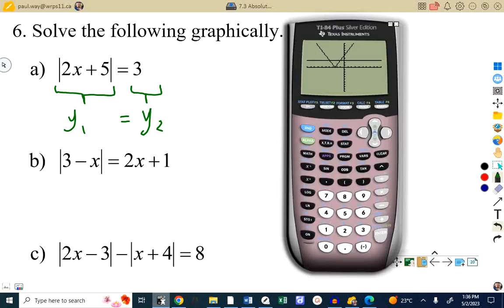Where do they happen? Well, you go to your calculate menu, choose intersect, enter. I'm close to that one on the right, so I'm just going to hit enter 3 times right now. That's where my cursor is located. -1. -1 is a solution. Repeat.